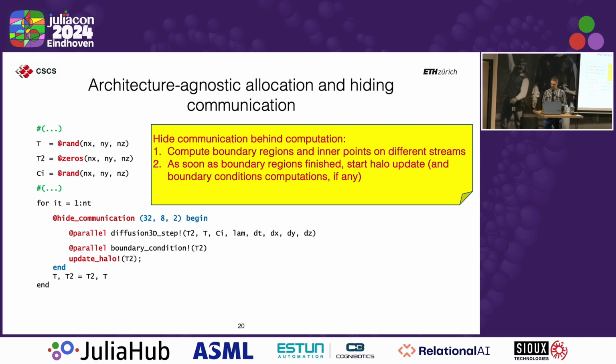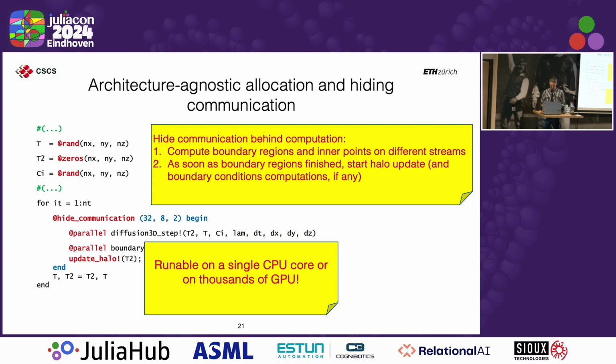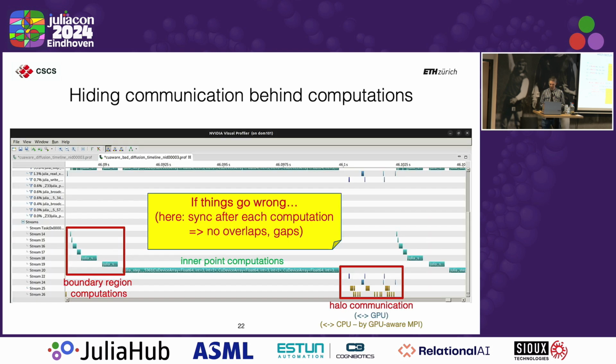And what we have in particular here is this feature, hide communication, in order to overlap the computation with the communication. And so what happens in general is we compute the boundary regions and inner points on different streams, and as soon as the boundary region is finished, we start the Halo update. And then, of course, that is runnable on a single CPU core or on thousands of GPUs. Now I will just do a quick dive into the hiding of communication, how that looks like.